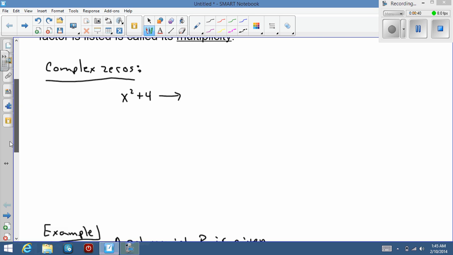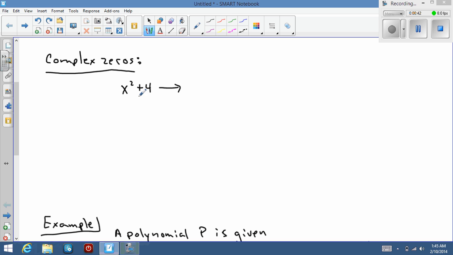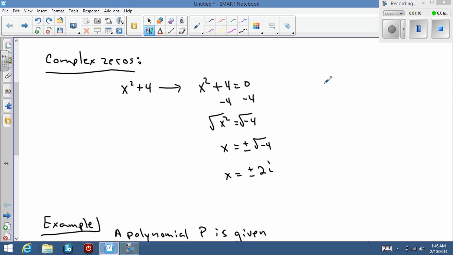So let's look at how we deal with complex zeros. If we have x squared plus 4, we want to set that equal to 0 and solve. So if we subtract 4, we get x squared equals negative 4. We take the square root of both sides. We get x equals positive and negative square root of negative 4. The square root of negative 4 is 2i. So we get x equals positive and negative 2i.